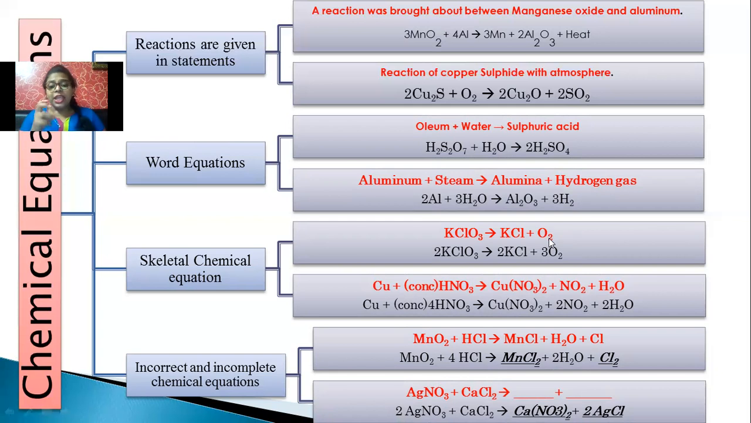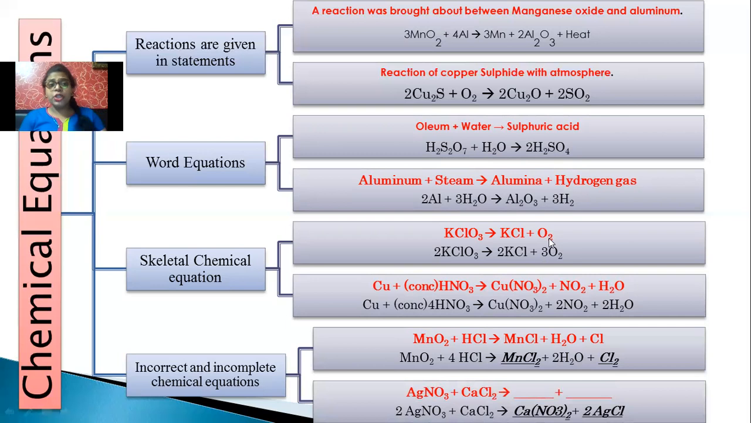You can see over here AgNO3 plus CaCl2. The products are not given, so products you have to write on your own. That is calcium nitrate, Ca(NO3)2, plus AgCl. Right? So based on the chemical equation, this type of variation in the questions can be asked.